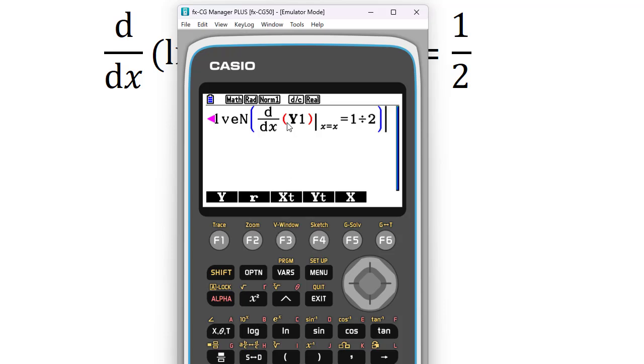Now, first of all, have a look at this notation. This is saying d by dx, the gradient of the function in y1, when x is equal to a half. And it's going to find me those x values. 1 or 3. Lovely.